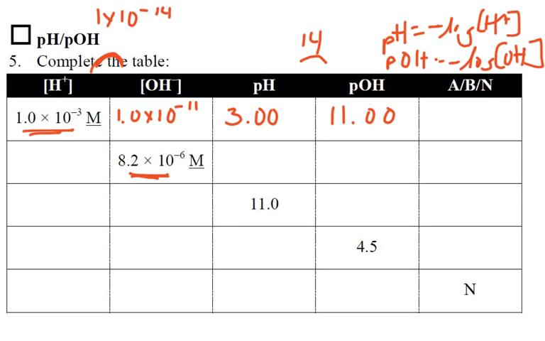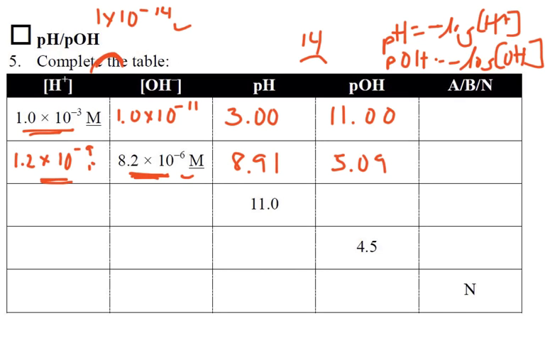So if I take the negative log of this, you just have to practice with your calculator to make sure you know how to make this work, but it comes out to be 5.09. Now, these add up to be 14, so if I take 14 minus 5.09, I get 8.91. And if I know that this number and this number multiply together to be 1 times 10 to the minus 14, all I do is say 1 times 10 to the minus 14 divided by 8.2 times 10 to the minus 6, and I get 1.2 times 10 to the negative 9.